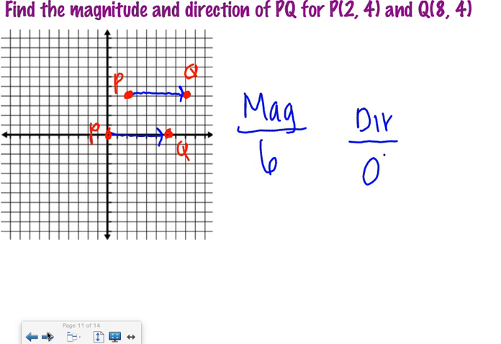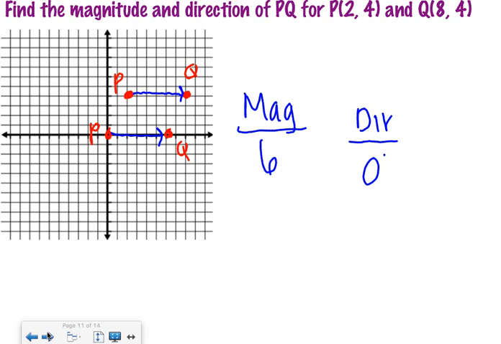But if it was straight up and down, wouldn't it be undefined? There's like straight up and down. It'd be 90. Because like this is 90, that's 180, 270, all the way across 360.